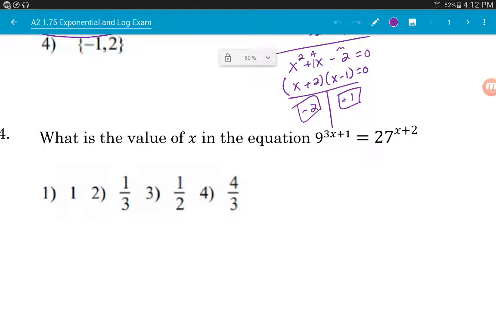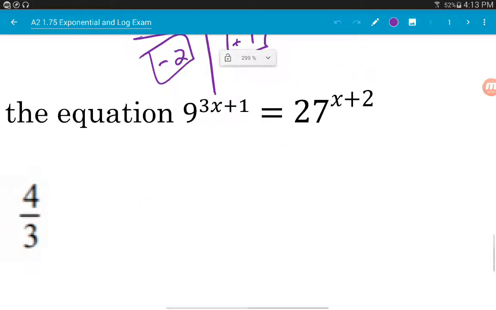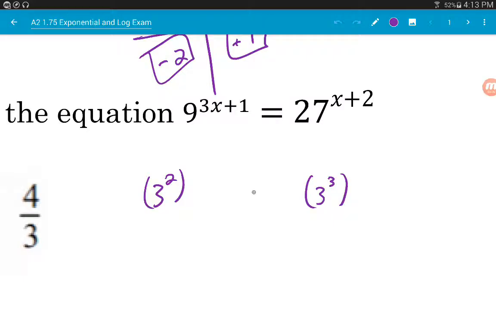What is the value of x in the equation? So here I have two different bases. 9 is 3 squared and 27 is 3 cubed. So I can change those both. 9 becomes 3 squared. 27 becomes 3 cubed. And now they both had these original exponents too, though. There you go. This had a 3x plus 1. And this had an x plus 2. What do we do when we have a power raised to a power? We distribute because we're multiplying.